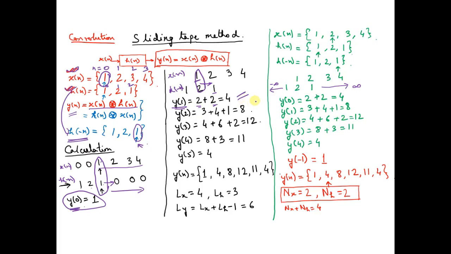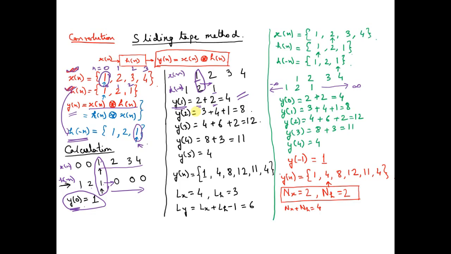Got it? Now, pardon? 0 times 0 is 0. If you want, you can write it. Otherwise, no need to write that. 0 means what? There is nothing. Yeah.